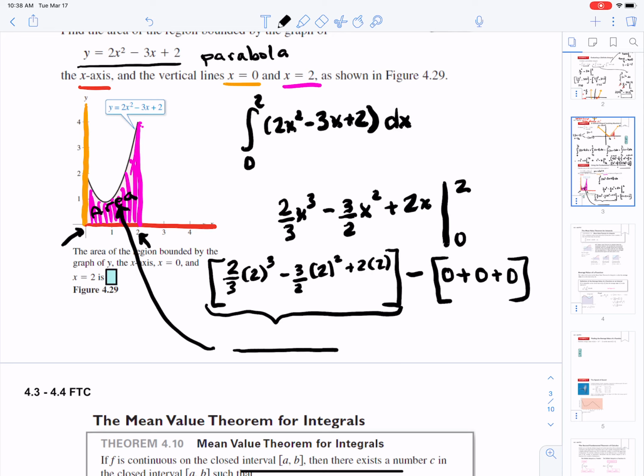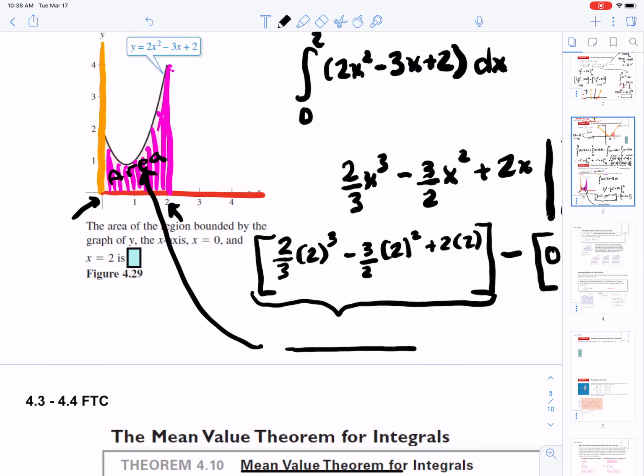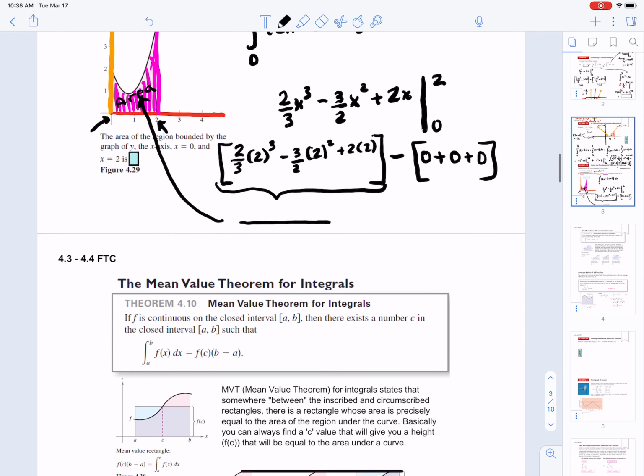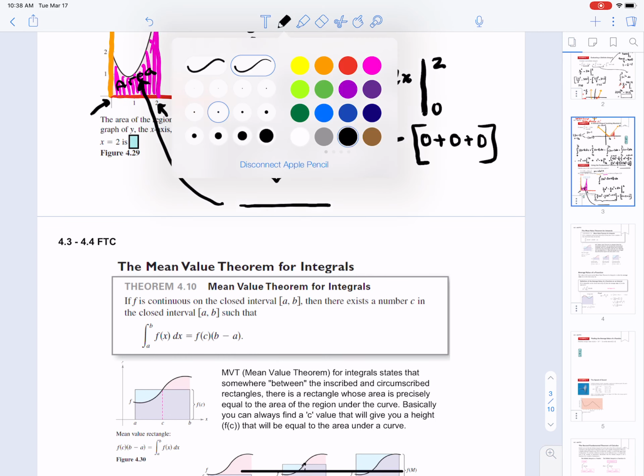Okay, we should expect a positive number because that area sits above the x-axis. Okay, mean value theorem for integrals.